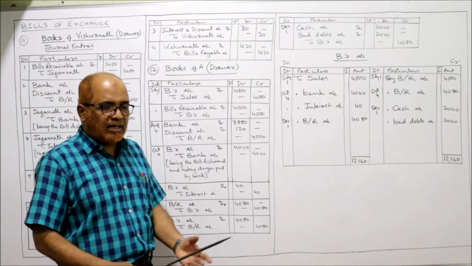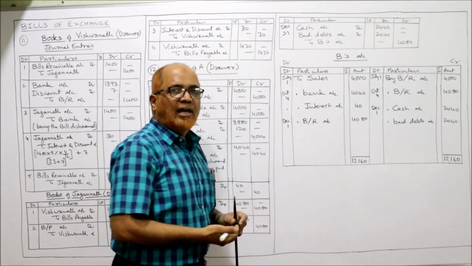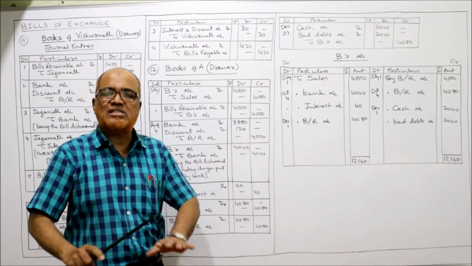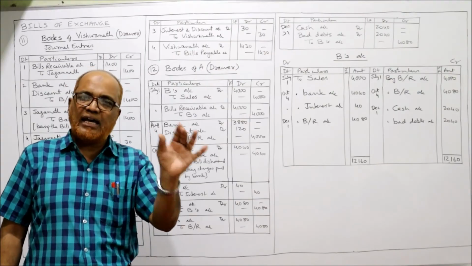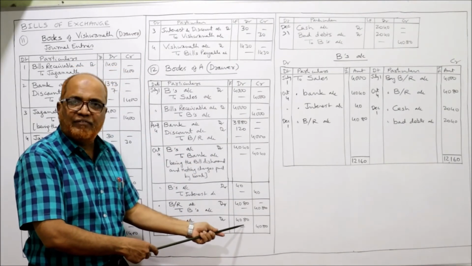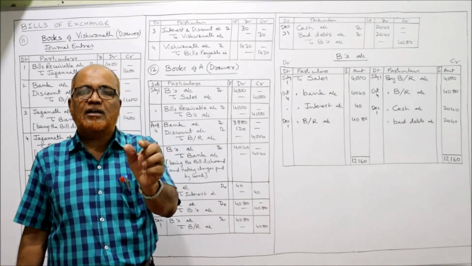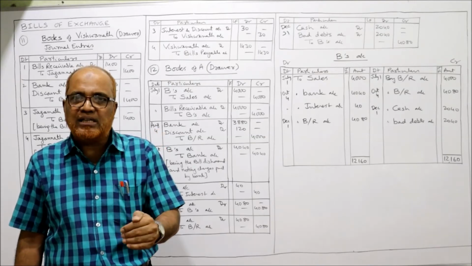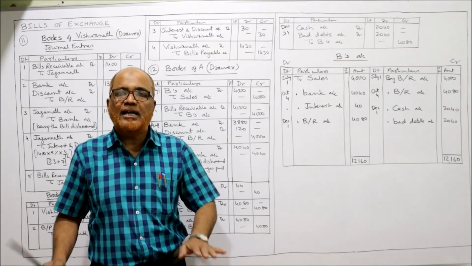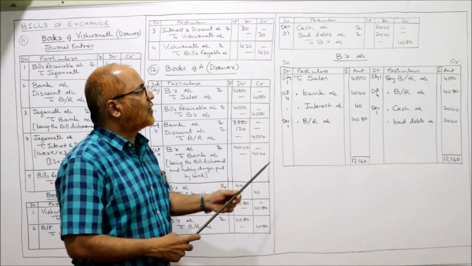That's it. Now on 31st December, a first and final amount of 50 paisa in a rupee is received, that means 50%. So 50% of 4080, 2040 rupees, is received. The remaining 2040 are bad debts, the debts which are irrecoverable. A will incur a loss.